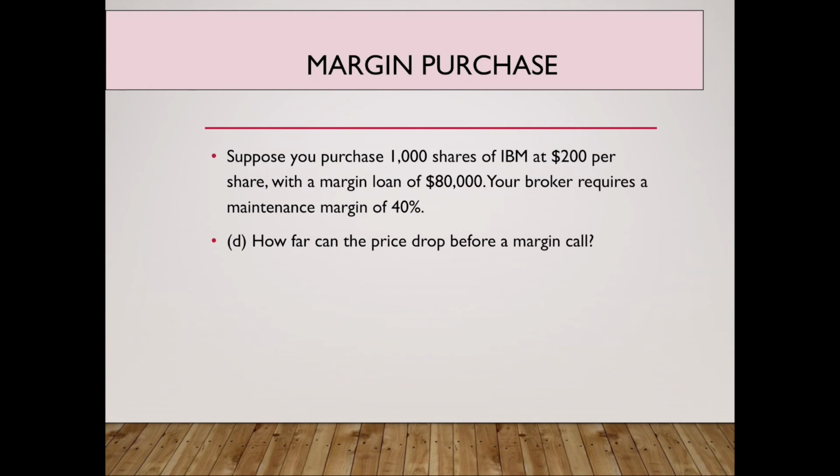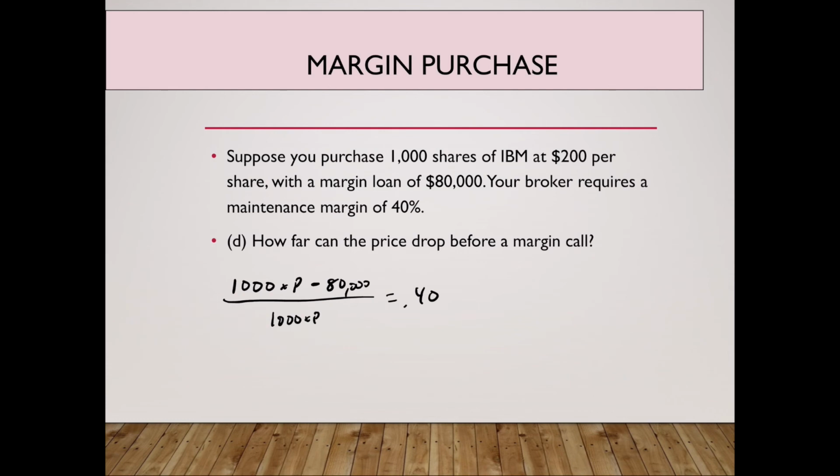Now, continuing on, how far can the price drop before I get a margin call? In the previous problem, it dropped down to $120, and I received a margin call. How far could it drop without me actually receiving a margin call? So what we're doing here now is we're solving for the P part. It's 1,000 shares times what price minus the $80,000 loan divided by 1,000 times the price equals 0.4.